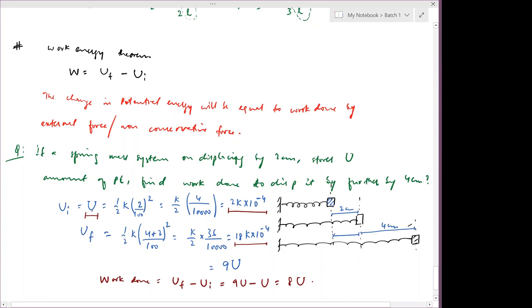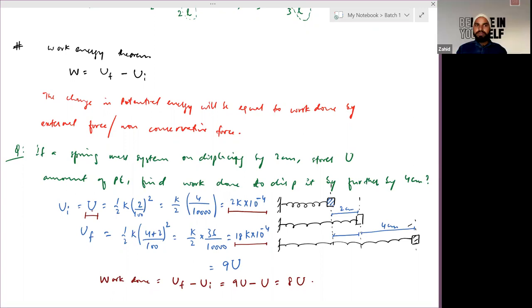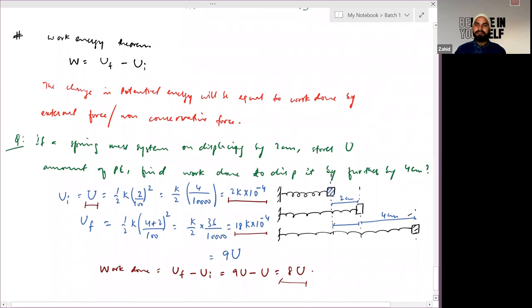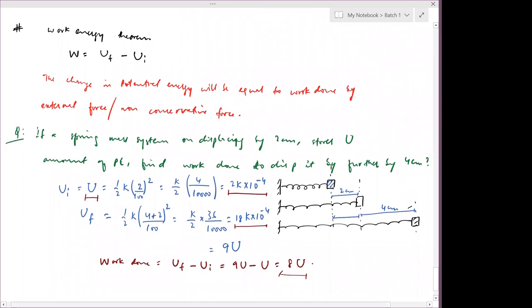Okay, sir. Now, according to the work energy theorem, work done will be equal to the change in potential energy. So it should be potential energy final minus potential energy initial. So it will be 8 times U. Salman, any doubt? No, sir. Okay.